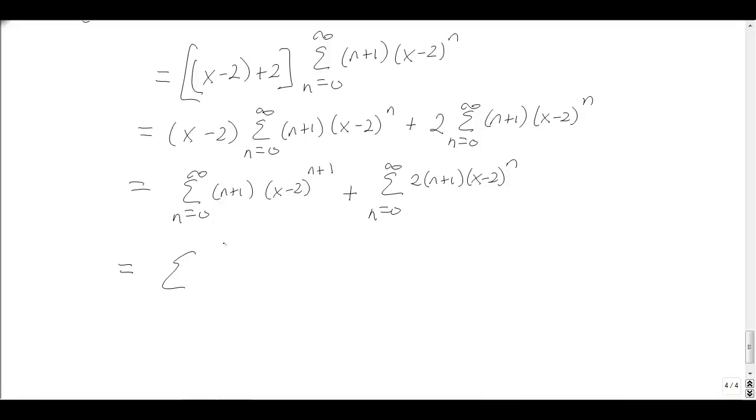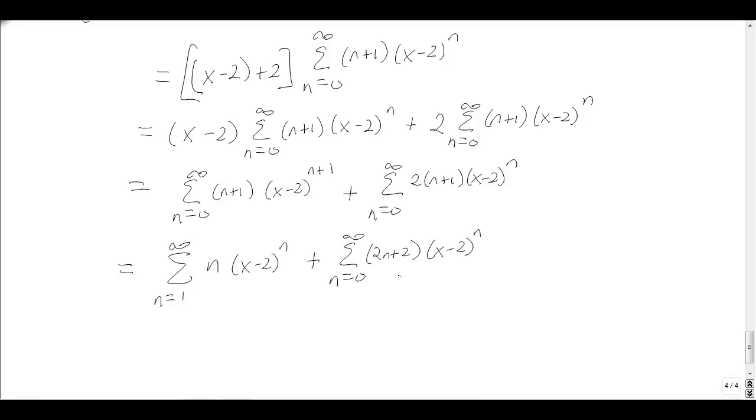So in this left one, what I'm going to do is replace n plus 1 with n. That's sort of replacing every n with an n minus 1, and that means my index has got to go, say, went down 1 inside. I'm going to go up 1 on my index, n equals 1 to infinity. Plus, on the second one, I'm just going to distribute that 2. So that's 2n plus 2, x minus 2 to the n.